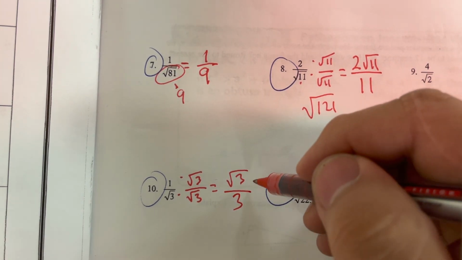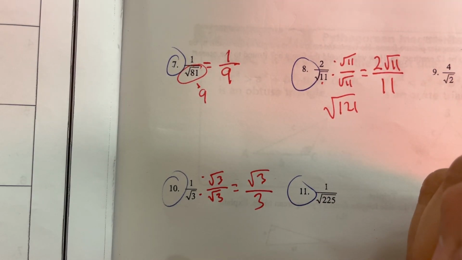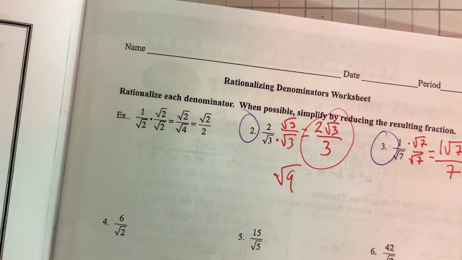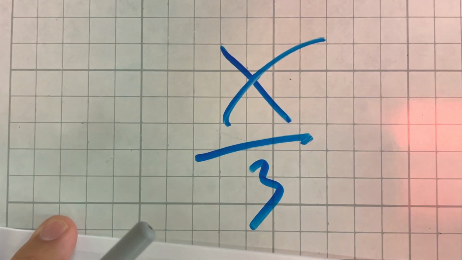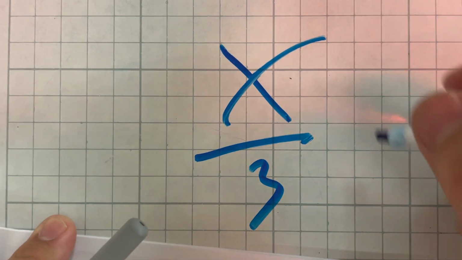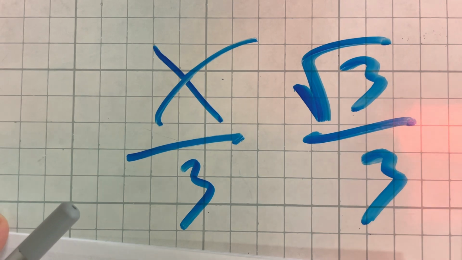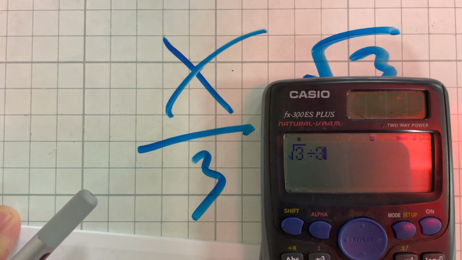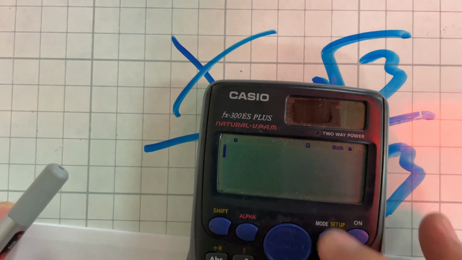3. Again, when you have a problem like this, you can't reduce these. So I should have mentioned that in number 2 as well. The square root of 3 over 3 cannot be reduced. Again, you treat that like a variable. So if I had, for example, x over 3, I can't reduce it because, I just can't do that. It's the same thing as the square root of 3 over 3. If I were to do that on my calculator, the square root of 3 divided by 3, look what it gives me, the square root of 3 over 3.